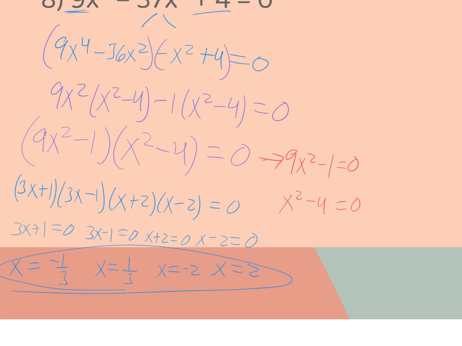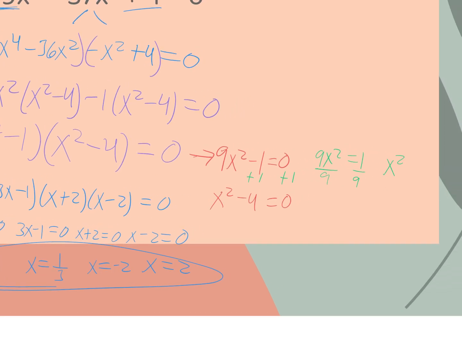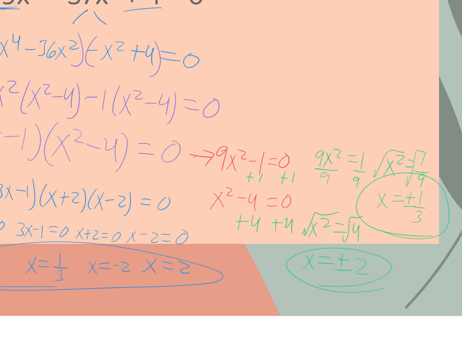All right, so then to solve these, you can add 1 on both sides and you get 9x squared equals 1. Divide by 9 on both sides. And then you get x squared equals 1 over 9. Square root both sides, you should get x equals plus or minus 1/3. Same thing as before. Same thing over here, you can add 4 on both sides and then we get x squared equals 4. Square root both sides, you get x equals plus or minus 2. So the exact same answers as before. All right, it's a little hard to see, so let me rewrite it.